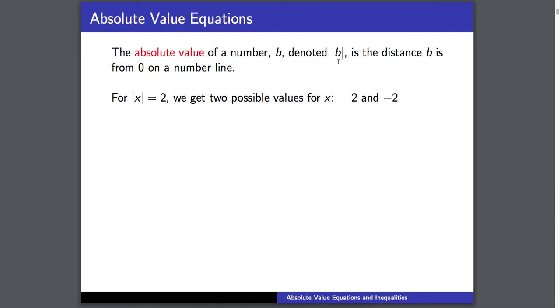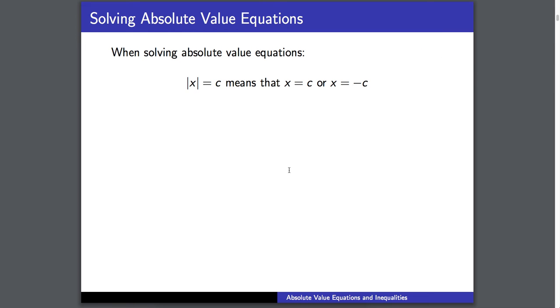So an absolute value equation is one in which our variable is inside of an absolute value expression. So for absolute value of x equals 2, we actually get two possible values for x. We get 2 and we get negative 2, because the absolute value of 2 is 2 and the absolute value of negative 2 is 2. Both of these values, 2 and negative 2, are 2 spaces away from 0 on a number line. One of them just happens to be on the left, the other one just happens to be on the right, but they're the same distance from 0, which is why the absolute value of 2 and the absolute value of negative 2 are the same answer.